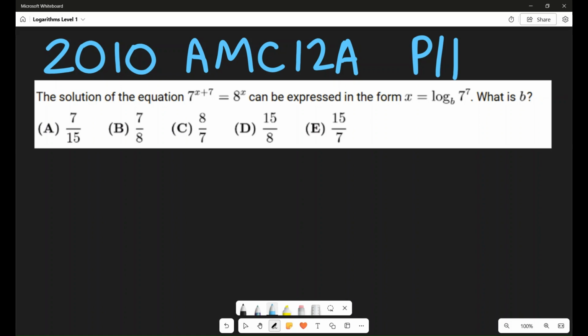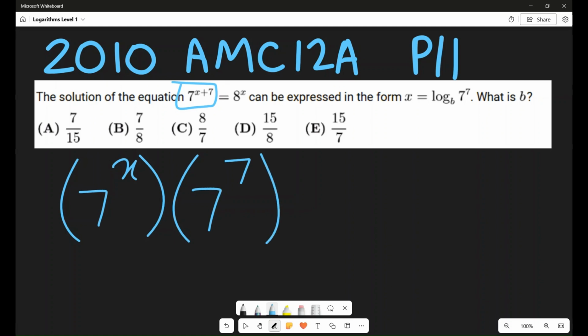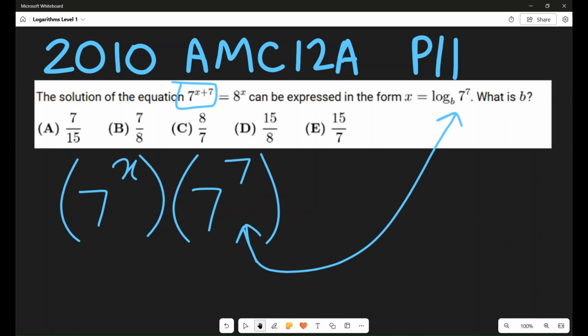So the first thing we notice is this 7 to the power of x plus 7. And we remember that x plus 7 in the exponent from somewhere else, right? When we have that addition sign in the exponent, we always want to split it. So we'll take 7 to the power of x times 7 to the power of 7. And here we see that 7 to the power of 7 right here is also in our formula for x that we want to get, right? So that gives us a hint that we're going in the right direction.